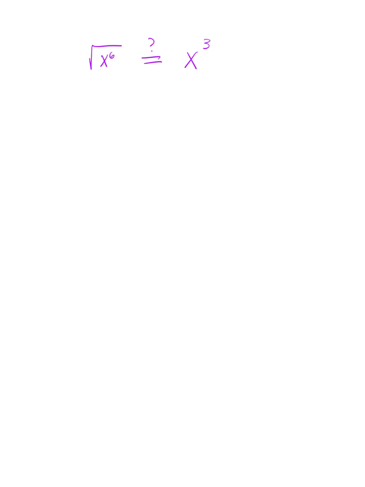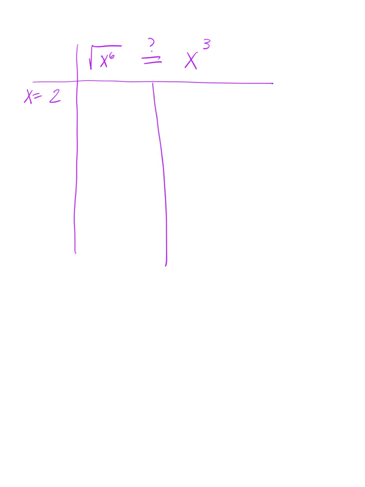Okay, so I think the best way to try to see why this is the case is to just pick a value of x. So let's pick x equals 2. Okay, and I'm going to plug into each of these expressions x equals 2. So the square root of 2 to the sixth is the square root of 64, which is 8.